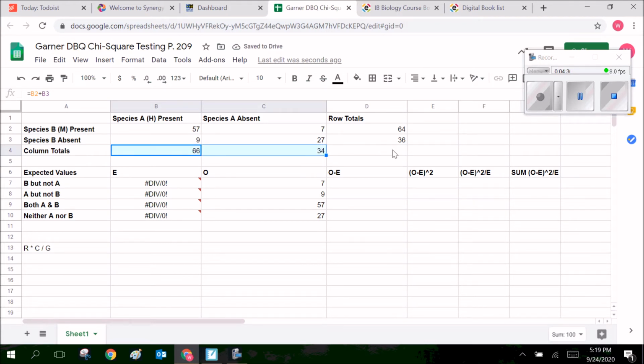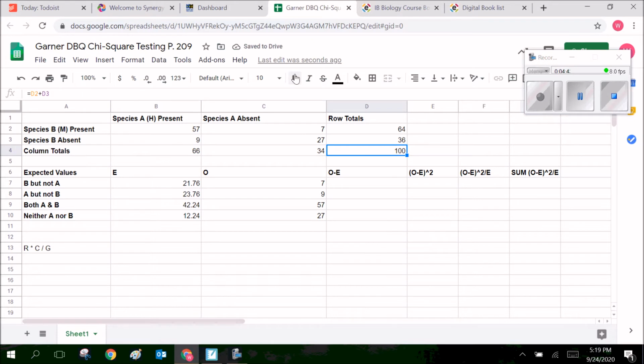Now for my grand total, which is going to be the number over here in the corner, I can drag either the column or the row, it doesn't matter. I will get the same grand total because this is the total number of organisms in my entire study. So that's how you get your column totals, your row totals, and your grand total.